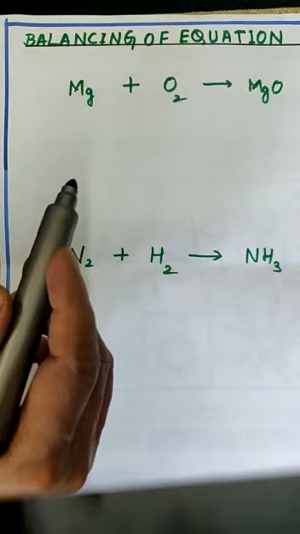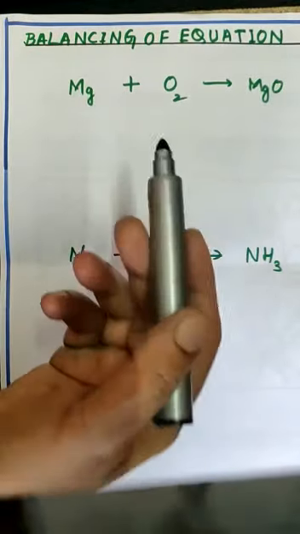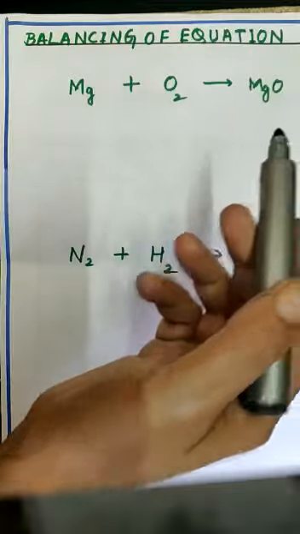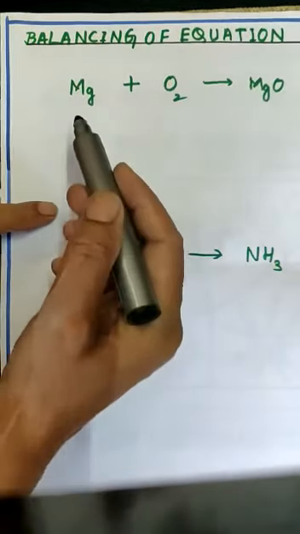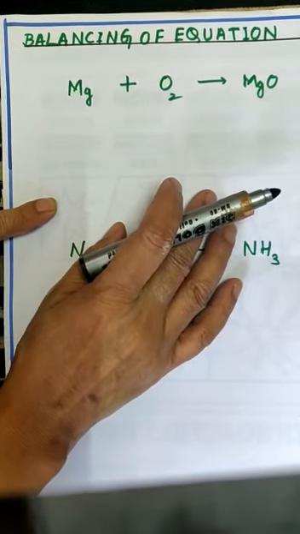Dear students, let's learn balancing of chemical equation. You already know what balanced chemical equations are, in which the number of atoms of each element is the same on both sides. So let's practice with a very simple equation which is very easy to balance.